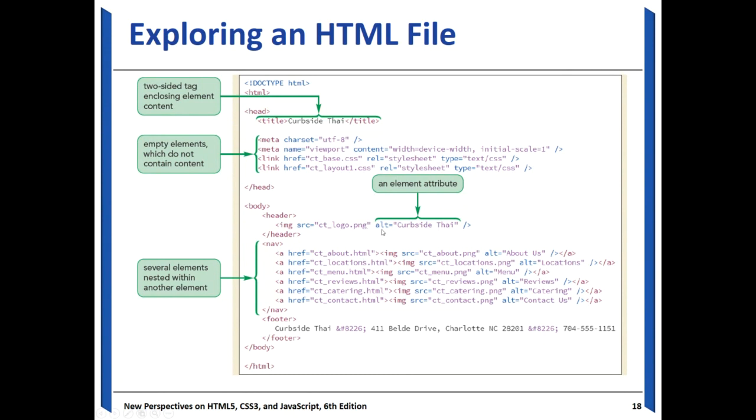All right, we'll see here the alt. Okay, this is an element attribute. Okay, you see these image tags or IMG tags. That's saying, hey, this is the image. The SRC is the link to that image, and this is what's going to show up there.